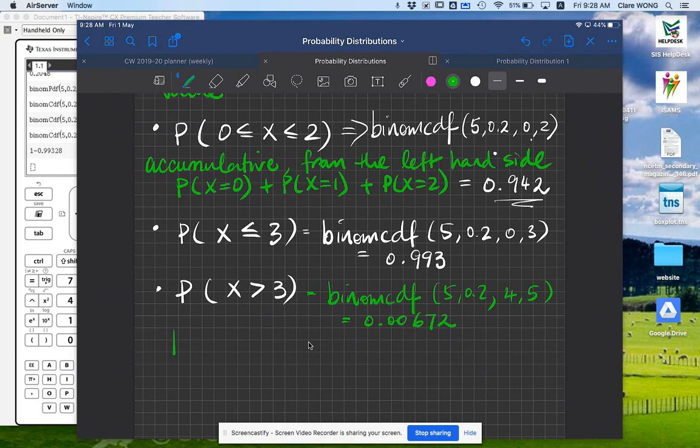But it is good to understand this means 1 tick away for x is less than or equal to 3.